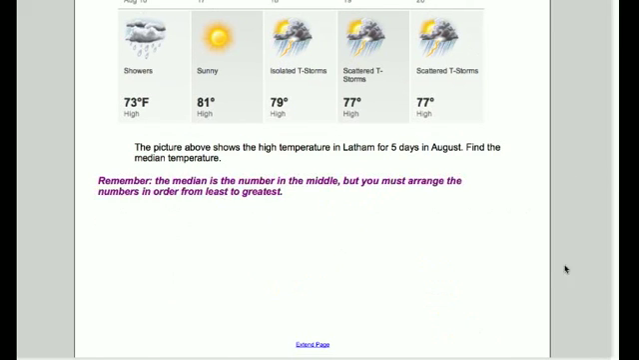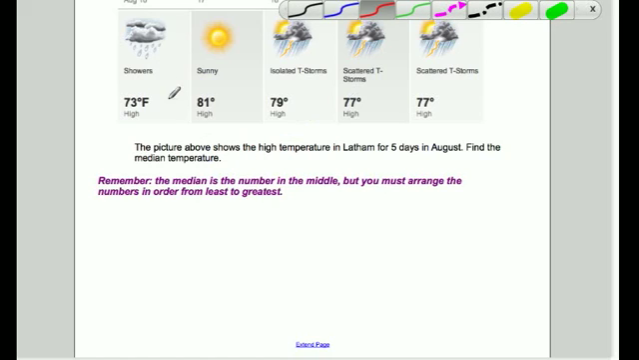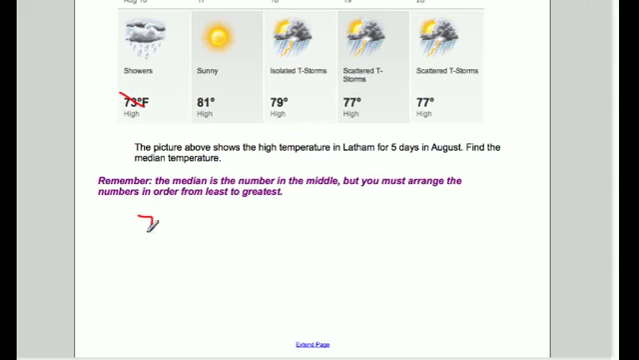Next, we're going to talk about finding the median. The median is the number in the middle, but you have to put the numbers in order from least to greatest before you can do that. And when you're writing the numbers down, a really good strategy is to put a line through them as you use them. So 73 is our smallest number. And we have 77. We have another 77. We have 79. And we have 81.